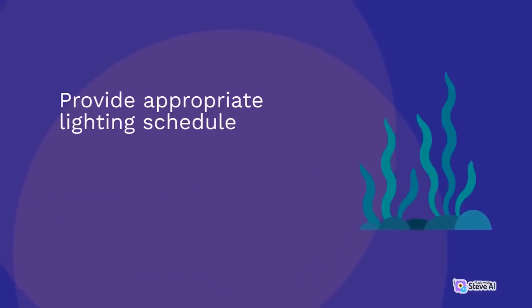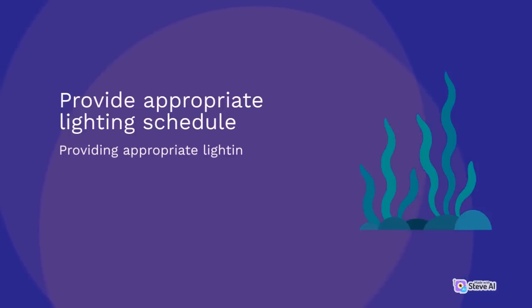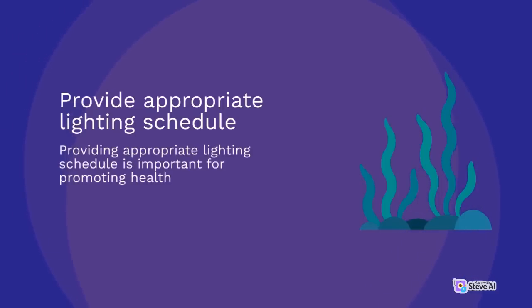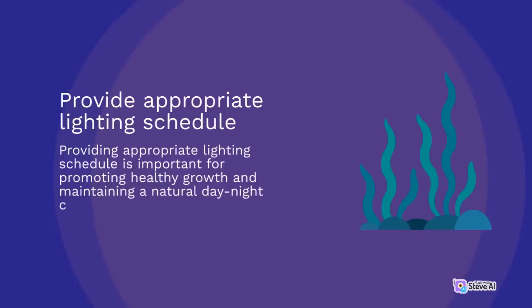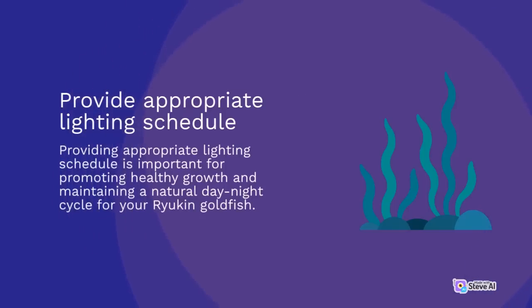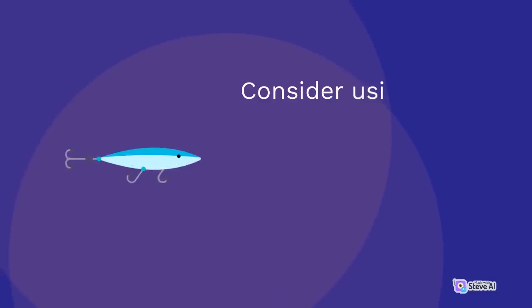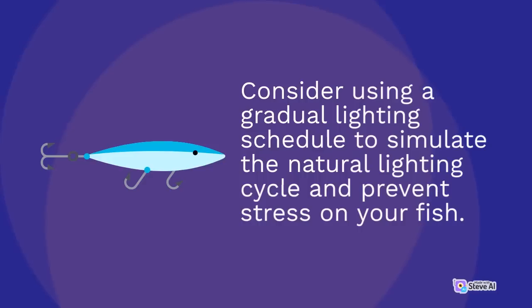Provide appropriate lighting schedule. Providing appropriate lighting schedule is important for promoting healthy growth and maintaining a natural day-night cycle for your Ryukyu goldfish. Consider using a gradual lighting schedule to simulate the natural lighting cycle and prevent stress on your fish.